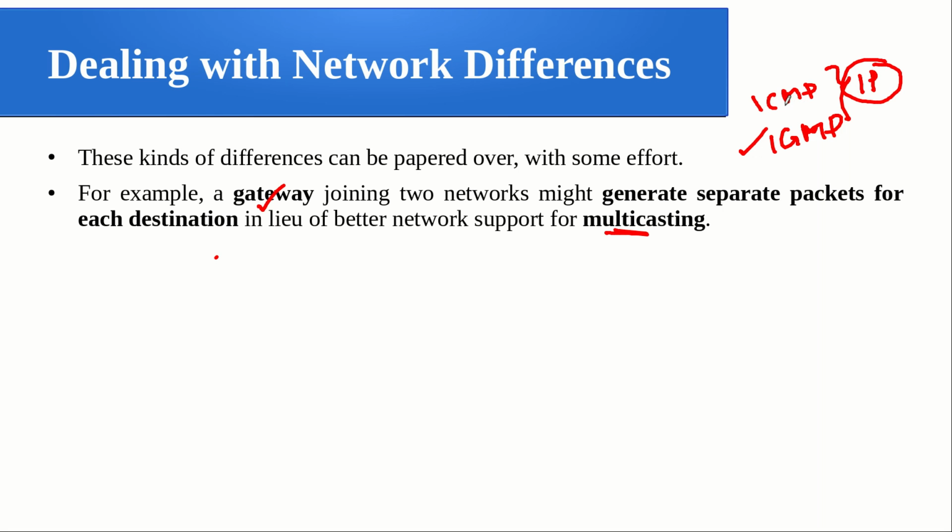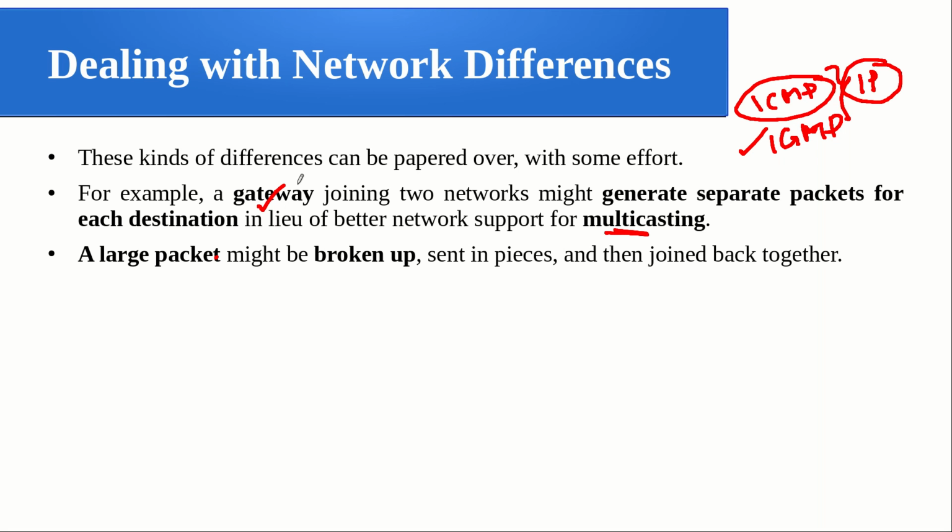ICMP is something I think you are already familiar with: congestion control, source quench message, echo message, those things, right? So IGMP is something that takes care of the multicast group. The group creation and management will all be done by IGMP, and the hardware support could be provided by the gateway.